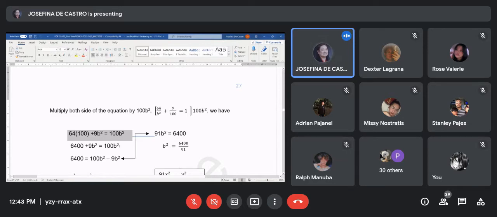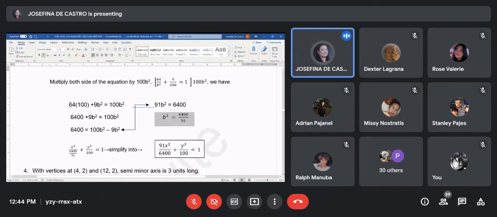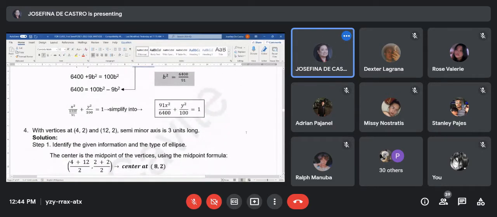Solve for b squared tayo. Ito na po siya. Transpose 9b squared, magiging negative siya. Negative 9b squared. 91b squared is equal to 6,400. Divide both sides by 91. Right side and left side by 91. So b squared is equal to 6,400 over 91. Now, since ay hindi naman tayo nagde-decimal sa equation, we simply write that under the denominator of x squared. So, ang a squared natin is 100, b squared natin is 6,400 over 91.